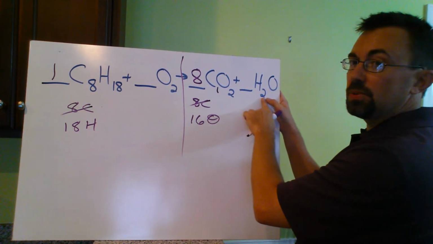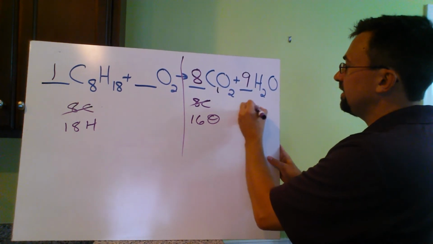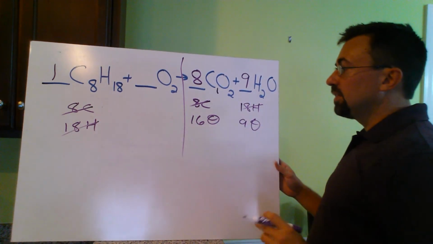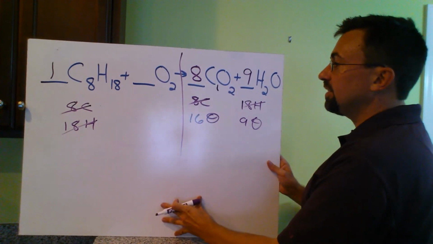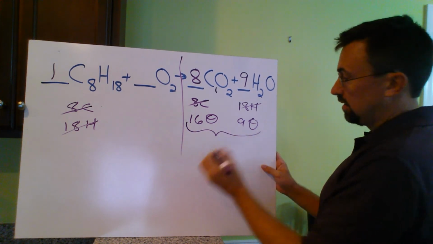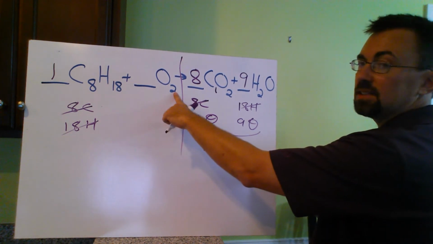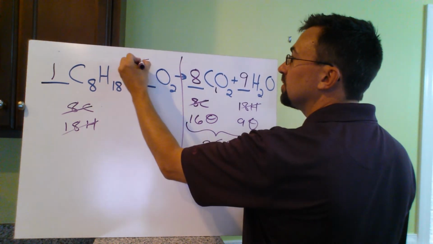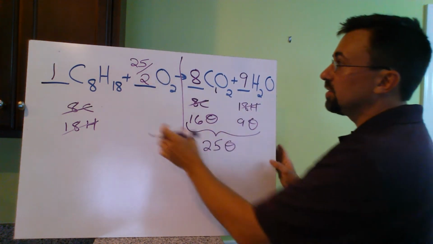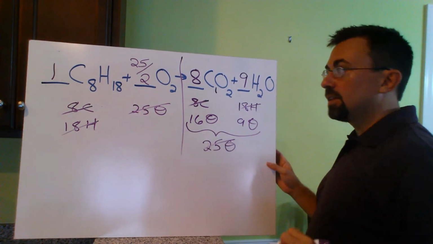18 divided by 2 is 9. Let's do our tally. 18 H's, 9 oxygens, so that cancels out. And now, remember, when you're doing this, everything needs to balance. So how many oxygens are there on this side? There's 25. They come in sets of 2, so I will put 25 over 2 here for the balancing, and we've balanced our equation. So this is 25 oxygens, and everything here is balanced.